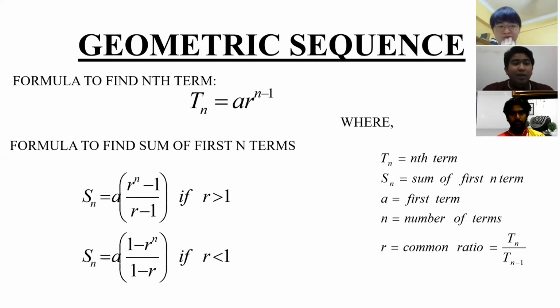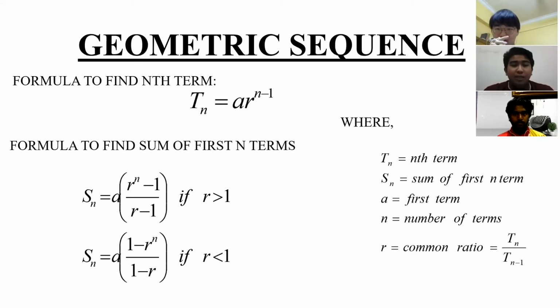Next, let's look at the formula to find the nth term. The nth term for a geometric sequence is Tn equals a multiplied by r to the power of n minus 1, where a is the first term, r is the common ratio, and n is the number of terms.